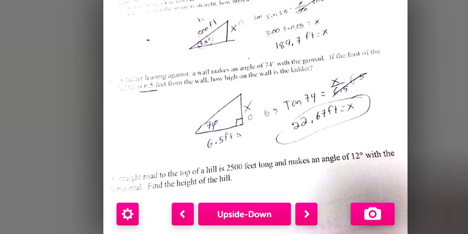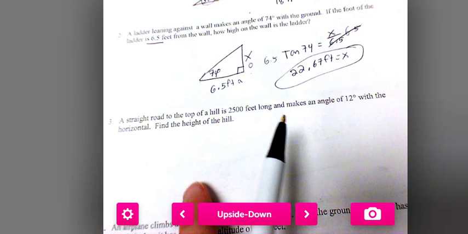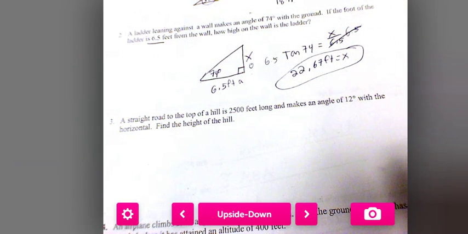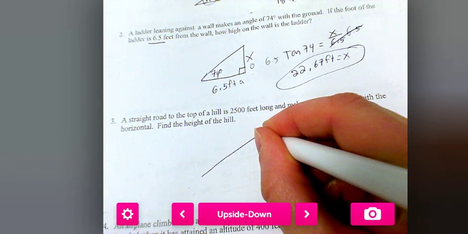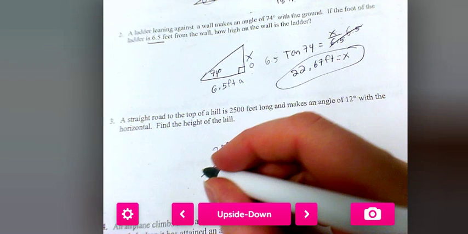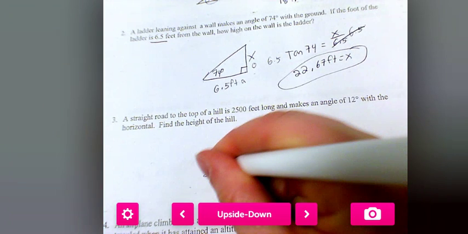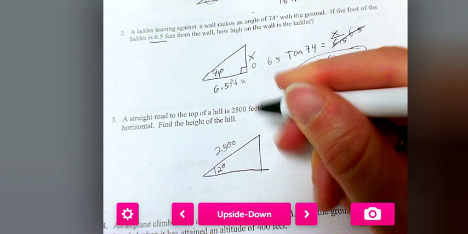We're going to look at number 3. A straight road to the top of the hill is 2,500 feet long and makes an angle of 12 degrees with a horizontal. Find the height of the hill. I think this is kind of confusing because we think of roads as like a straight line. The road is the hypotenuse, and the hypotenuse is 2,500 feet. And it makes 12 degrees with a horizontal. This is like if you look straight ahead, so the 12 degrees is here. And we're trying to find the height of the hill right here.